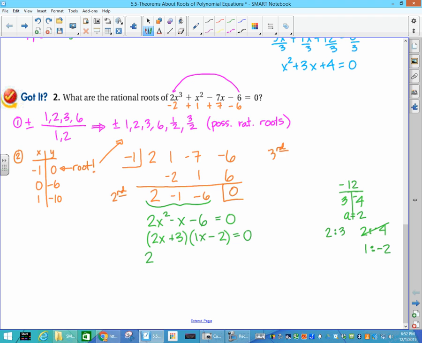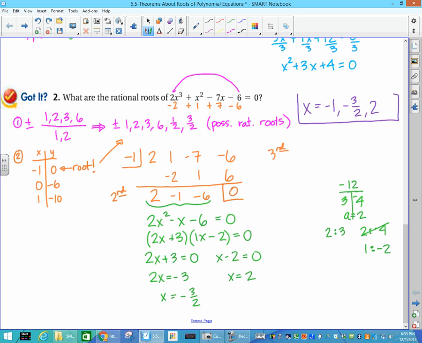Okay, and then we set each factor equal to 0. X minus 2 equals 0. So that means x equals 2. And this one, 2x equals -3, so x equals -3 halves. So that gives my final answer. What are the rational roots? I'm going to write them up here. X equals, we had -1 to start with, and then we found -3 halves and +2, and those are in that list.